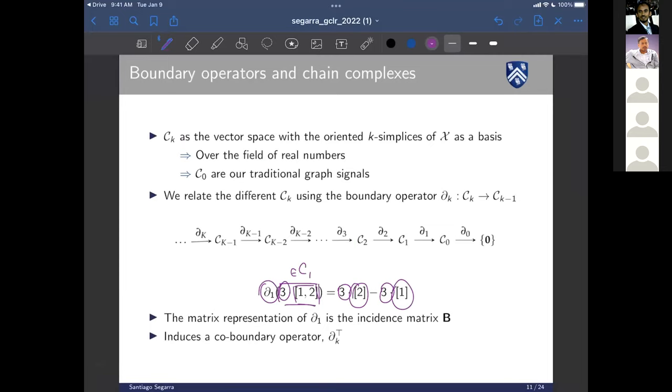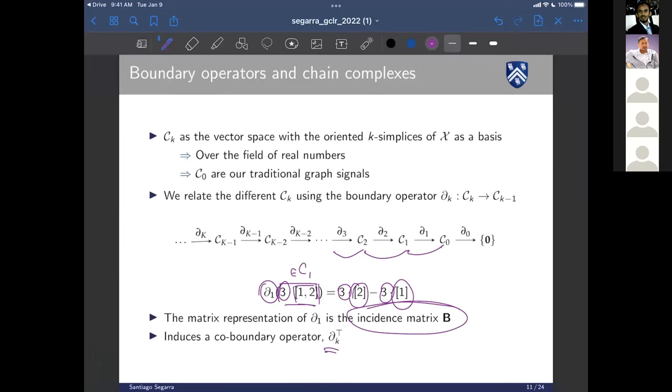And this is, as you can see, a linear operator. So if we represent this as a matrix, this is nothing more than the well-known incidence matrix of the graph, which is used a lot in algebraic and spectral graph theory. We can also well define a co-boundary operator, which is just a map that takes us up in this stream of vector spaces.